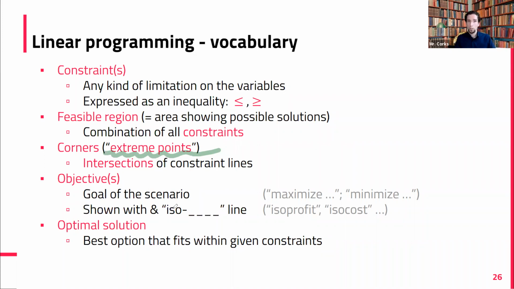We have our objectives, which will be shown with some kind of iso function line. So iso profits if we want to maximize profit, iso cost if we want to minimize cost, iso time, or whatever the thing is that we're trying to maximize or minimize. And the result, we get this optimal solution. So the best possible solution.